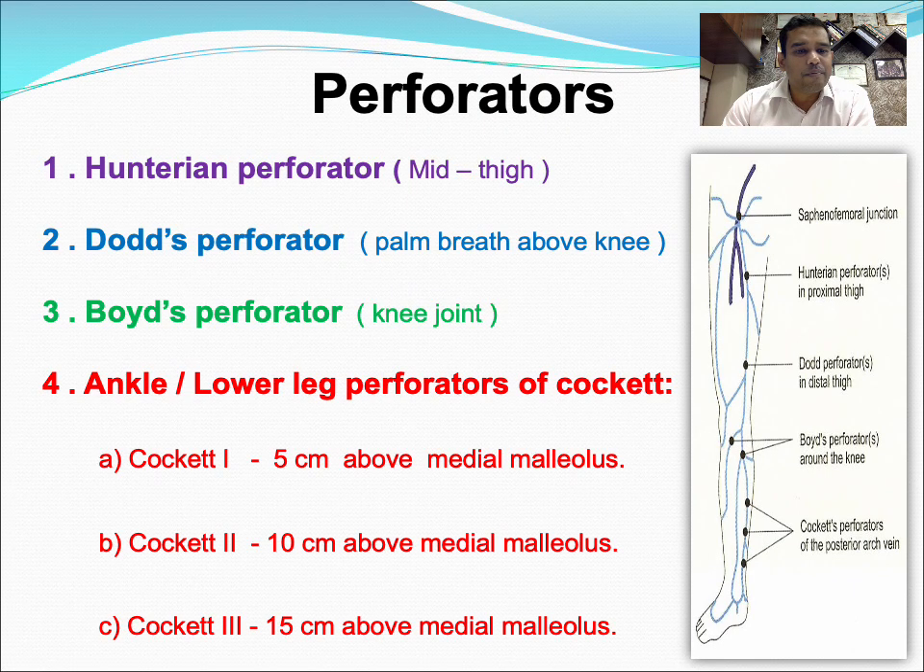There are three in number: Cockett 1, Cockett 2, Cockett 3 group. They are pretty constant in their locations. They are approximately 5 centimeters above the medial malleolus, 10 centimeters above the medial malleolus, and 15 centimeters above the medial malleolus.